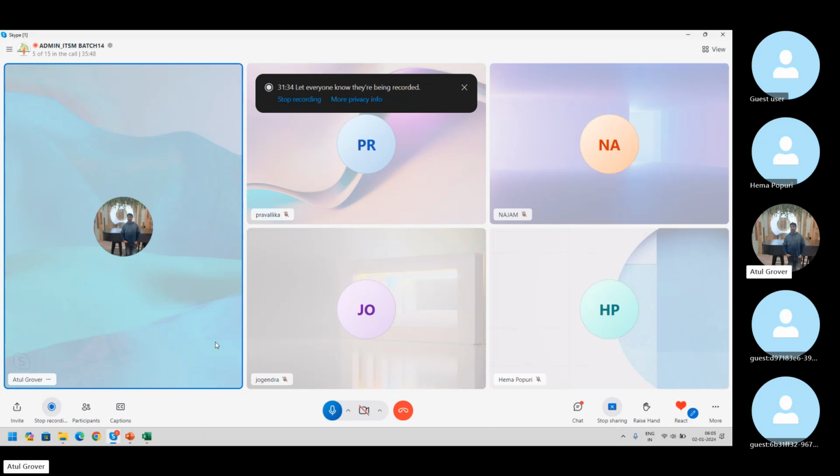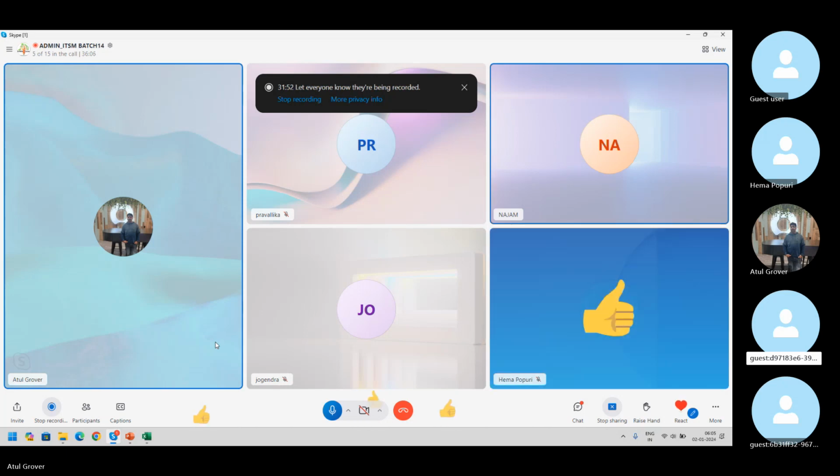Agree? Right, Prabalika? Nazam, Jogendra and Hema. Clear? Doubt? Question? Clear. Good.